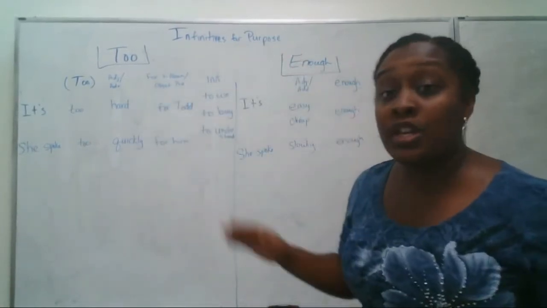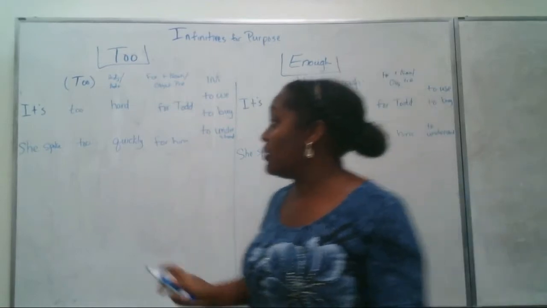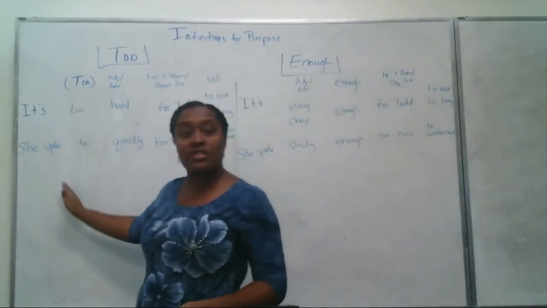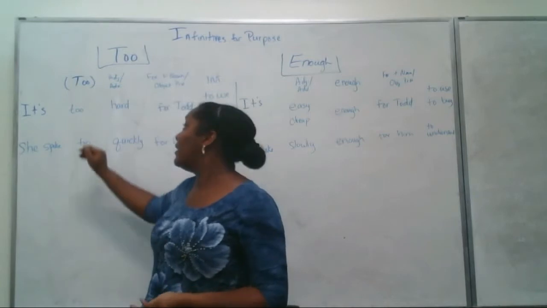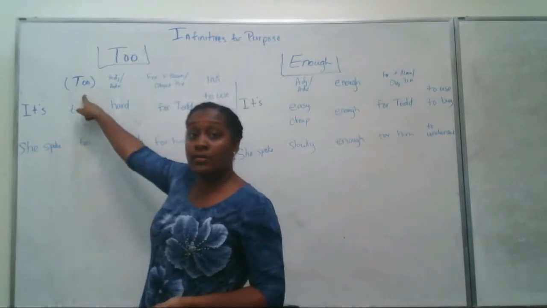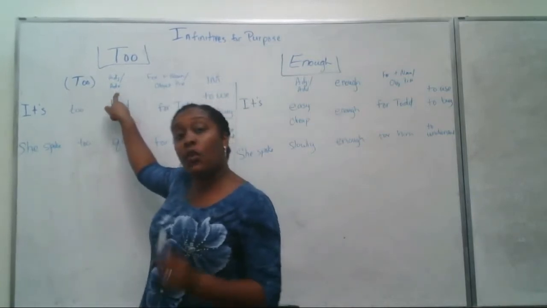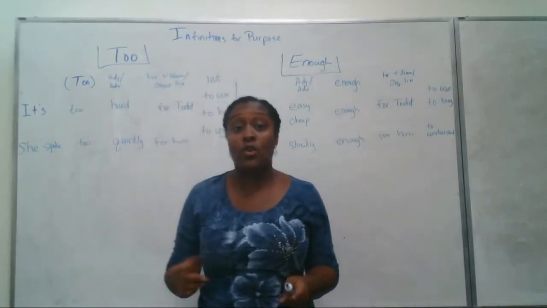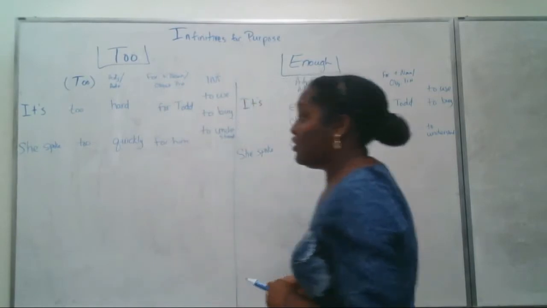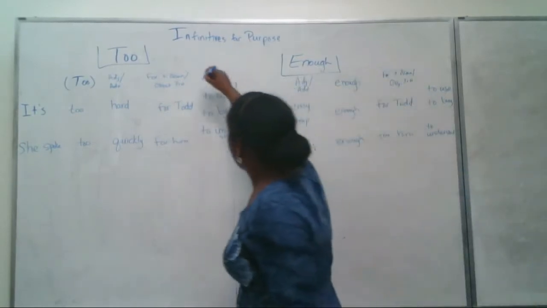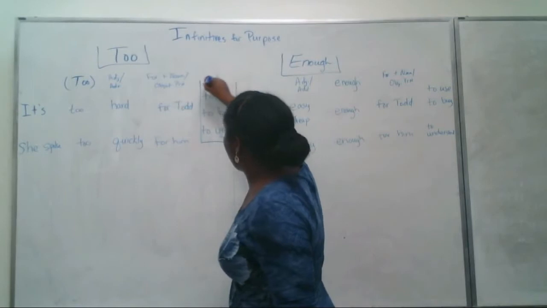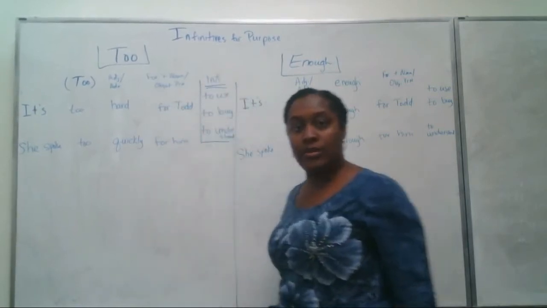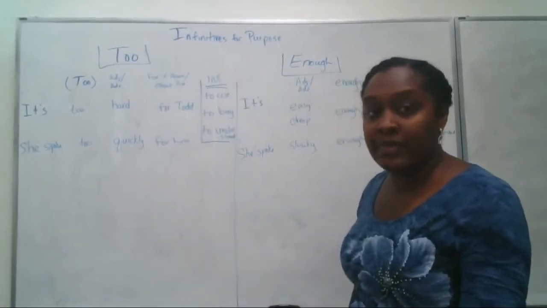Now, when we use too, you're going to put at the beginning of your sentence your subject, sometimes a subject and a verb. You're going to use too. You're going to use an adjective or an adverb. Then you're going to use for plus a noun or an object pronoun. And then you're going to use your infinitive. Your infinitive is in the last row. Now, let me give you an example.